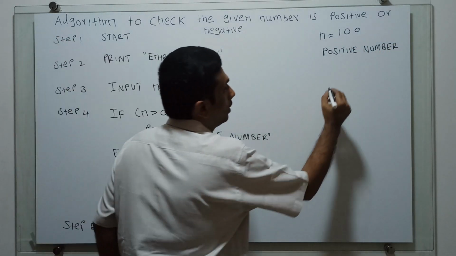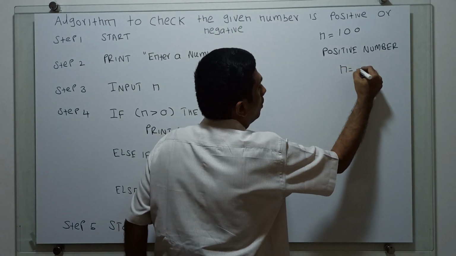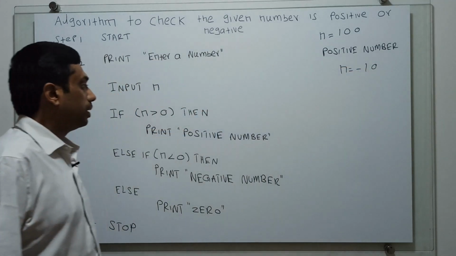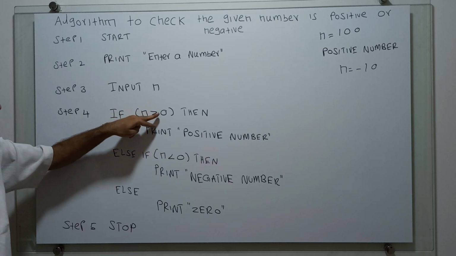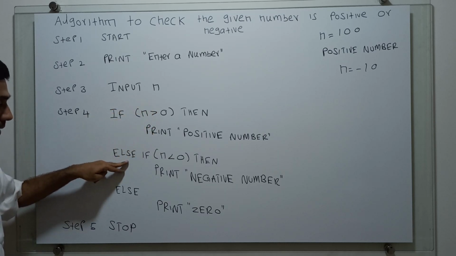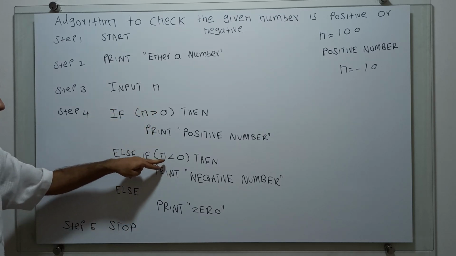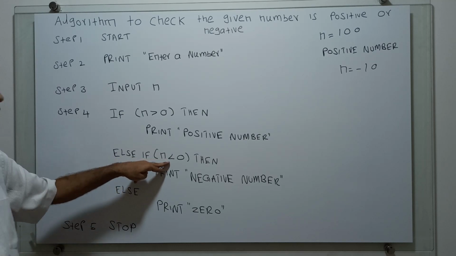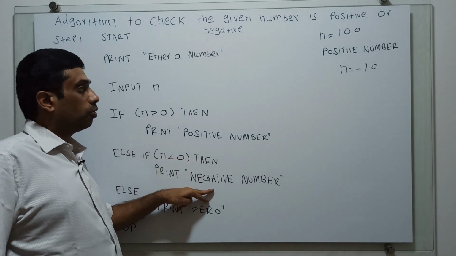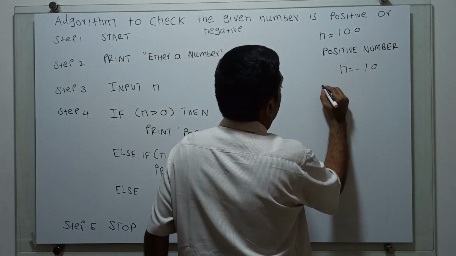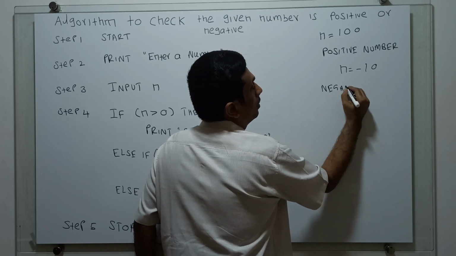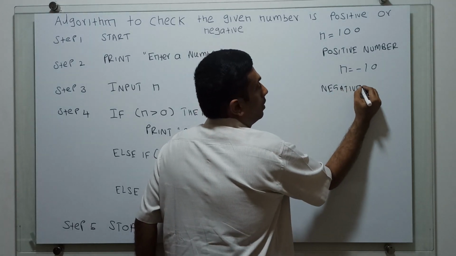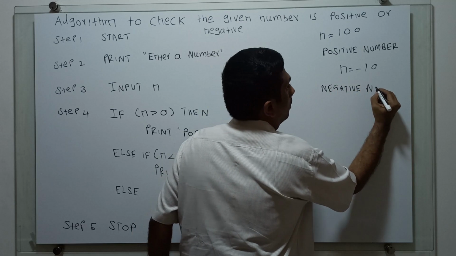Now another case, I am giving n equal to minus 10. So in this case, if you check n greater than 0, minus 10 greater than 0 is false. If this condition is false, then the else if condition will be checked, n less than 0. So n is minus 10, this condition is true, my output is negative number.